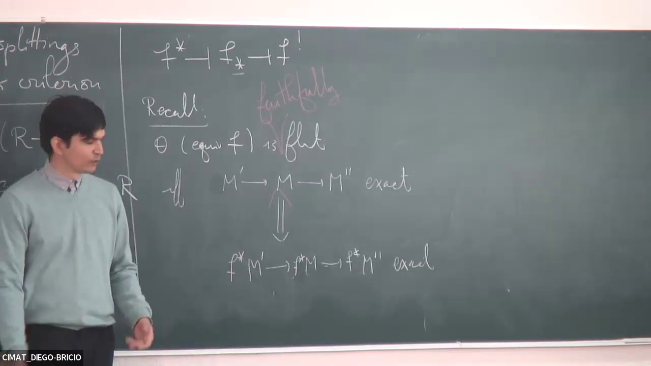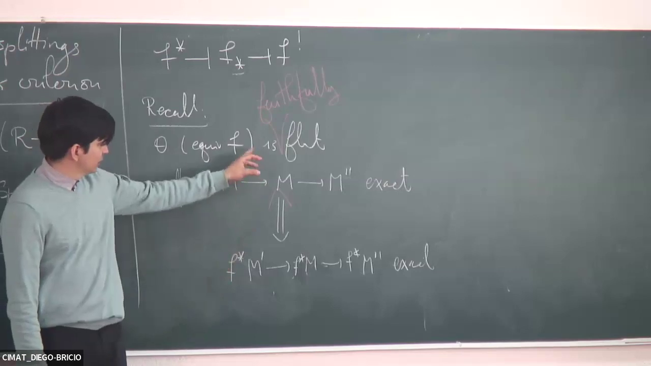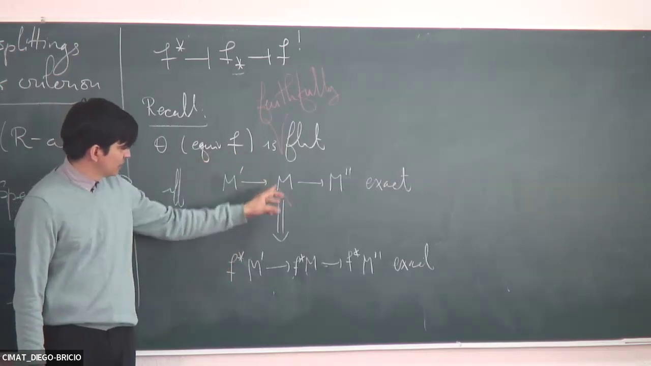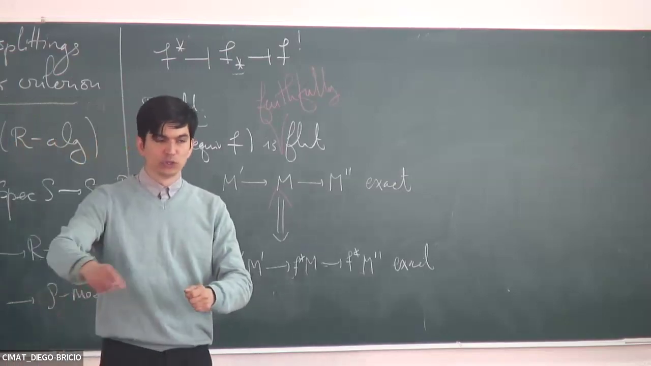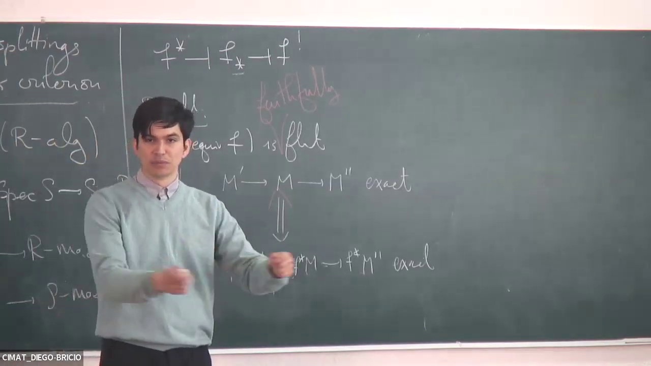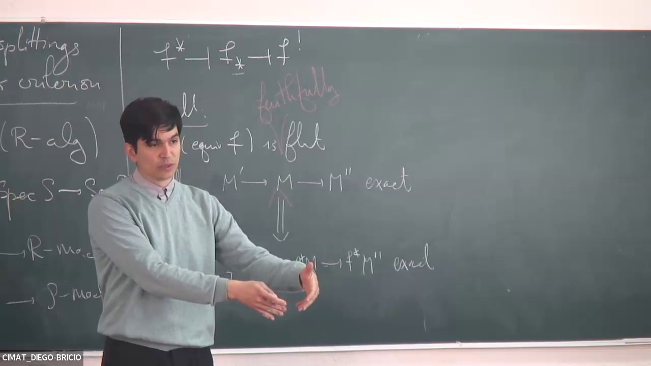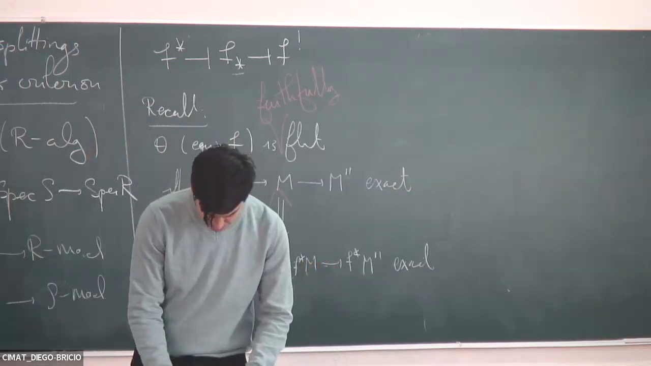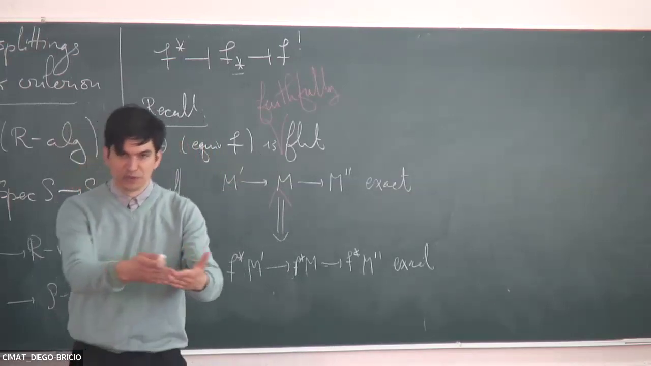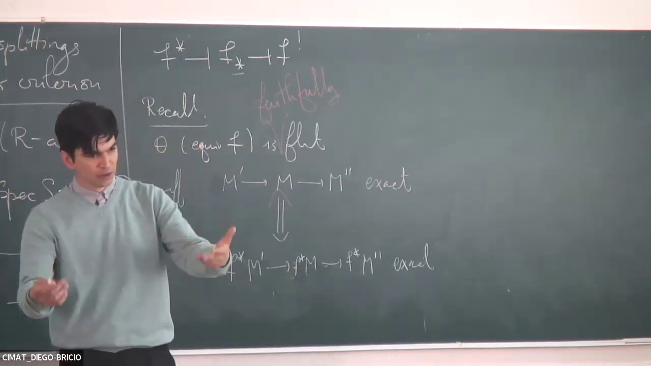There are different ways to rephrase it. For example, you can say that theta is faithfully flat if it is flat and it is a surjection on the spectrum. Or that if you pull back a module and it becomes zero, then the module you had was zero to start with. Just different ways to say the exact same thing. And we saw that Frobenius is faithfully flat exactly when the ring is regular.